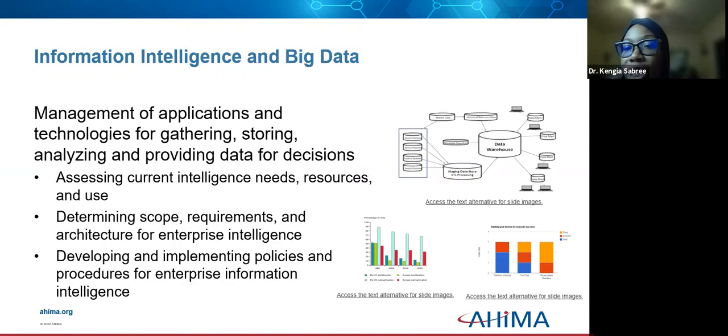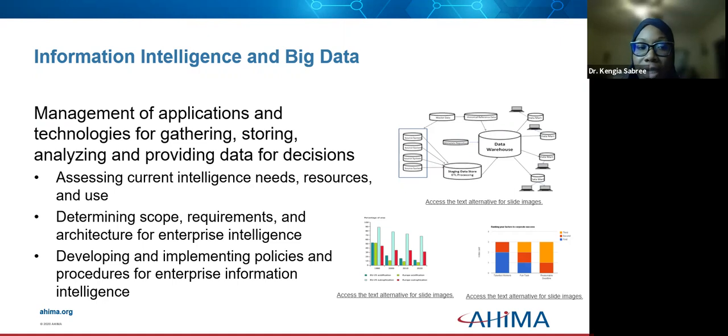So useful functions associated with enterprise information intelligence that requires data governance include the following. Okay, assessing current intelligence needs, resources, and use. This is specifically referring to information intelligence in big data. We talked a little bit about big data in chapter 3 as well. Information intelligence is the management of applications and technologies for gathering, storing, analyzing, and providing data for decisions, right? In your book, you'll also see it referred to as business intelligence, BI.